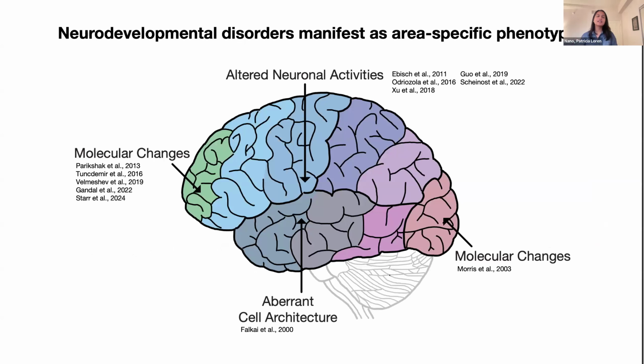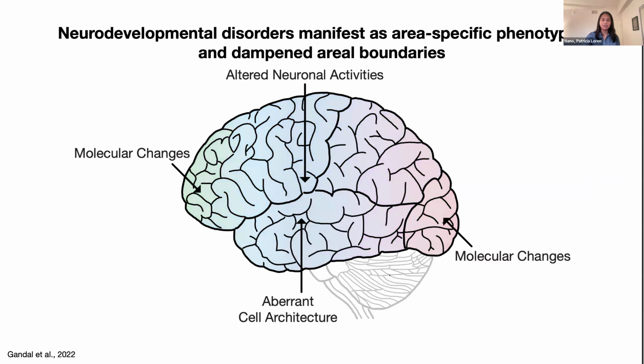Now, this is particularly important because virtually all of these neurodevelopmental disorders manifest as some sort of phenotype localized to a specific cortical area, whether that be altered neuronal activities deep inside the brain or molecular changes that have been profiled in the front of the brain in your prefrontal cortex. And many of these profiles also show that in patients with neurodevelopmental disorders, the molecular distinctions between these different cortical areas are dampened. And so to ask what is the link between the emergence of these neurodevelopmental disorders and the formation of these cortical areas, I developed a pooled CRISPR activation screen to first ask what are the transcription factors that are driving areal identity to begin with.